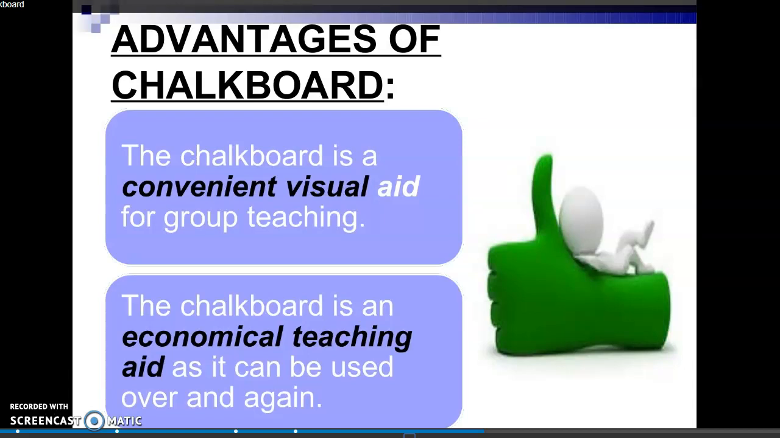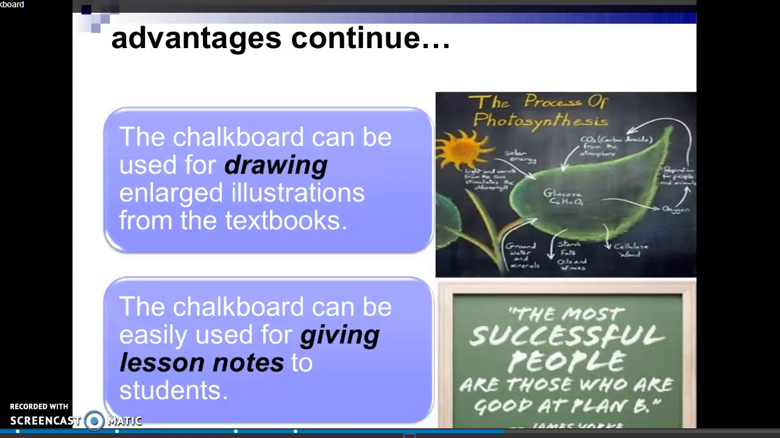And the chalkboard is an economical teaching aid as it can be used over and again. And the chalkboard can be used for drawing, enlarging illustrations from the textbooks. The chalkboard can be easily used for giving lesson notes to students.